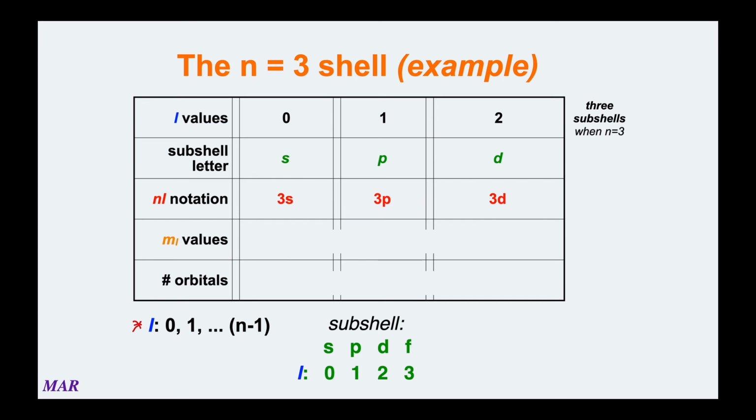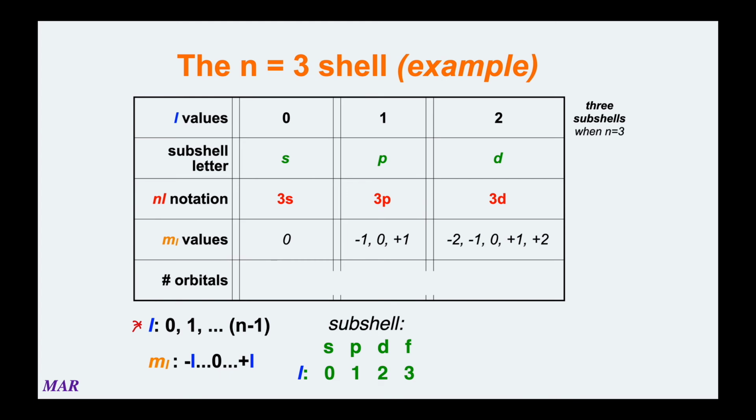M sub L values go from negative L to positive L. So for example, for the 3s, L is 0, negative 0 to positive 0, there's only going to be an m sub L of 0 for that one. But when it comes to 3p, L of 1, negative 1 to positive 1, the m sub L values will be negative 1, 0, plus 1. And for L equals 2, you'd have everything from negative 2 to positive 2. So these are the m sub L numbers.